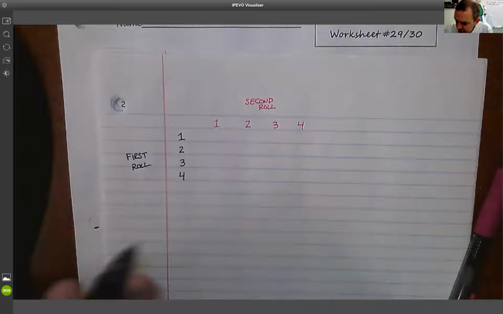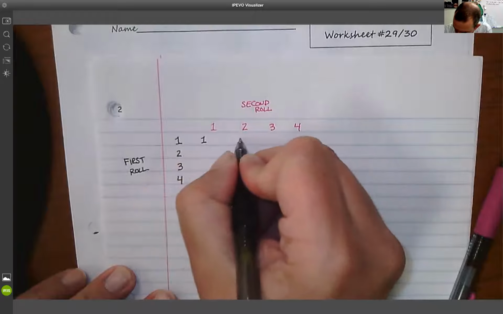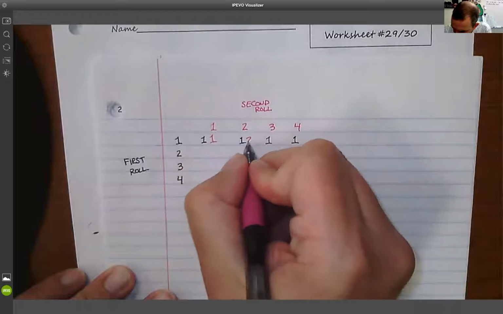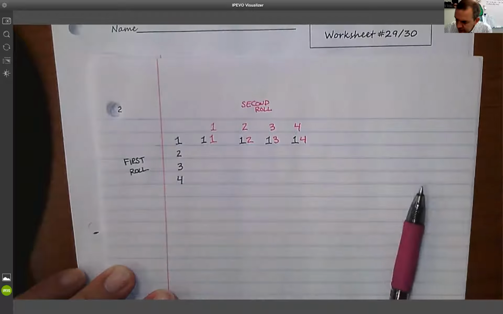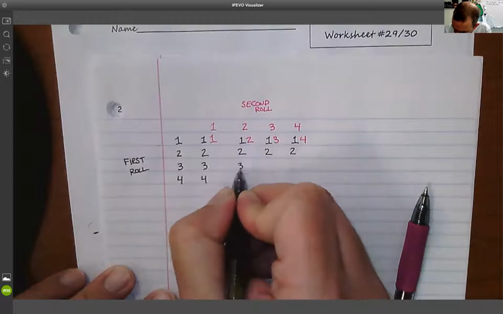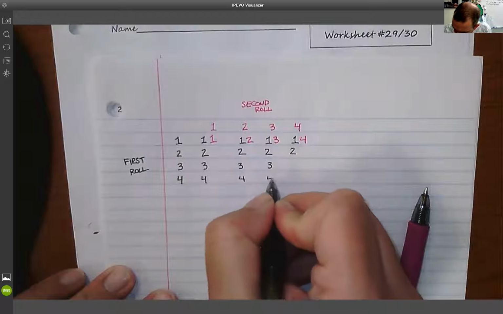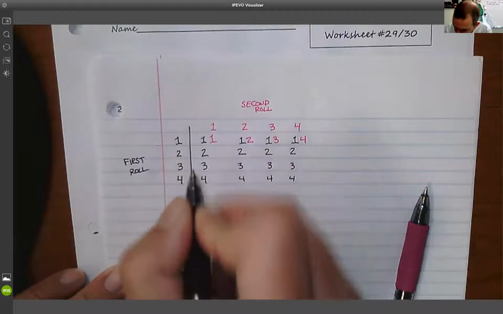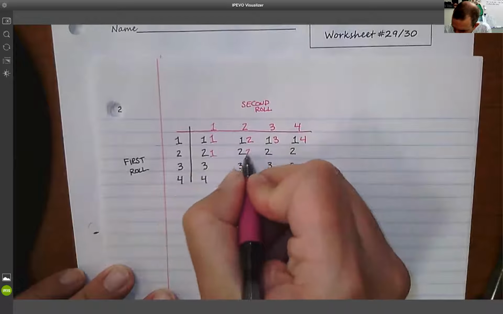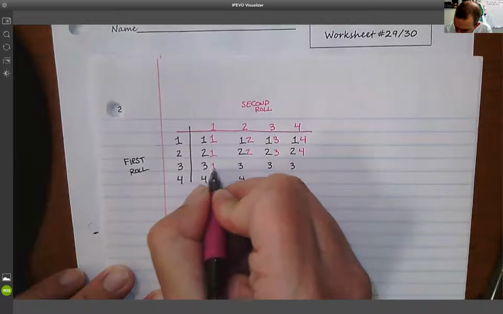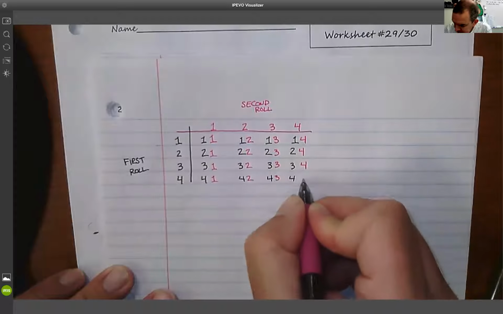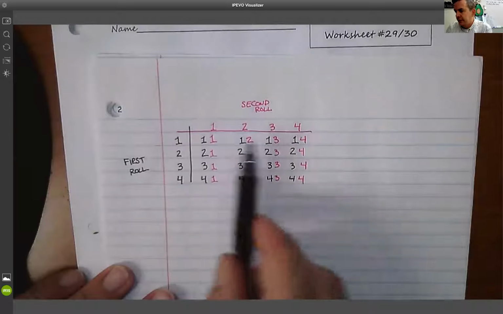So if you think about it, the first roll is going to give me a 1, a 1, a 1, or a 1. My second roll is going to give me a 1, a 2, a 3, 4. Then 2, 2, 2, 2, 3, 4, 3, 4, 3, 4. When I roll those dice, I end up with a 1, a 2, a 3, or a 4, and so on. So those would be my sample space right in there, the 16 different outcomes.